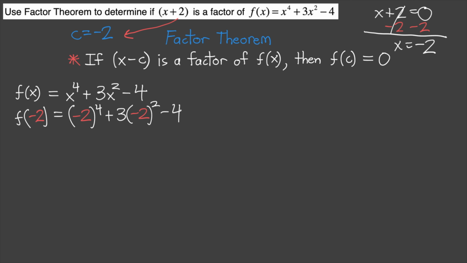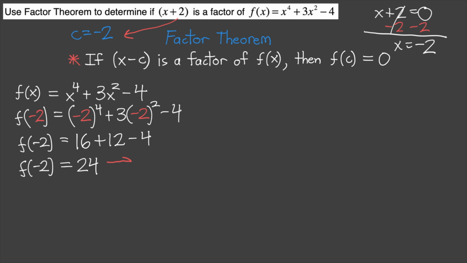So now negative 2 to the fourth, so that's just negative 2 times negative 2 times negative 2 times negative 2. So there's 4 of them. So that means you'll get positive 16, and then negative 2 squared is 4 times 3, which is positive 12 minus 4. All right, we simplify this. 16 plus 12 gives us 28 minus 4, which gives us 24.